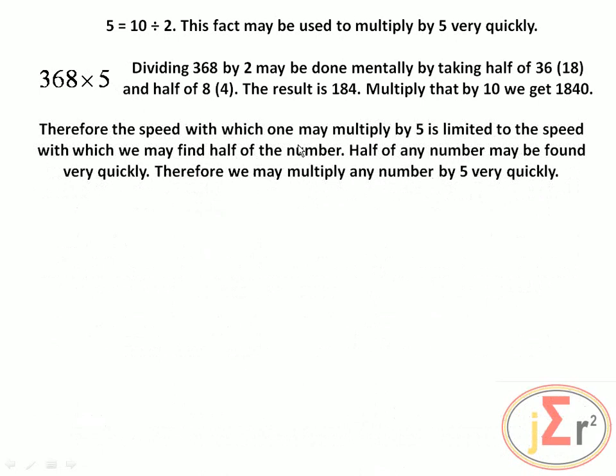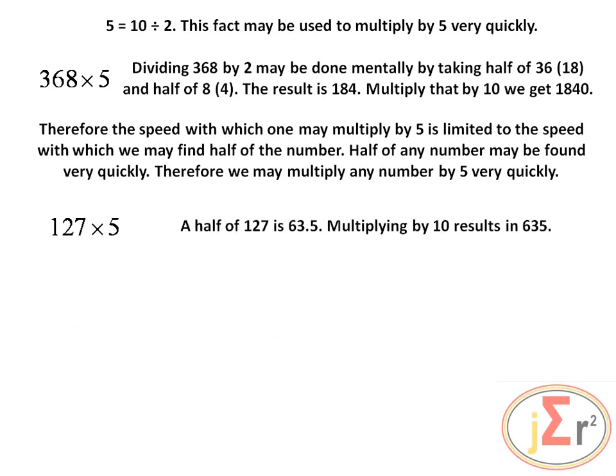Therefore, the speed with which one may multiply by 5 is limited to the speed with which we may find half of the number. Half of any number may be found very quickly. Therefore, we may multiply any number by 5 very quickly. So 127 to be multiplied by 5. Half of 127 is 63.5. Multiplying by 10 results in 635.